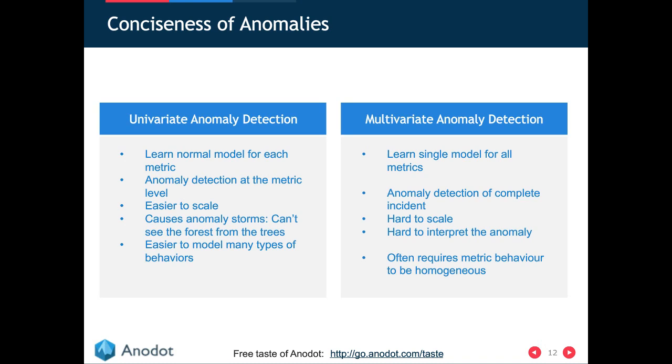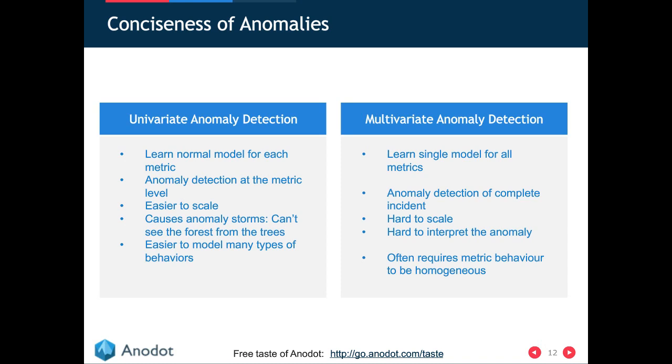You can't really see the forest for the trees, because when something big happens, many of your metrics are going to be anomalous. And how do you understand what's going on? Another advantage is that it's easier to model various types of behaviors of time series data that you might be collecting. You have a complex system, you might collect all sorts of types of metric behaviors, and if you're modeling each one by itself, you can get an accurate model for each one much more easily.